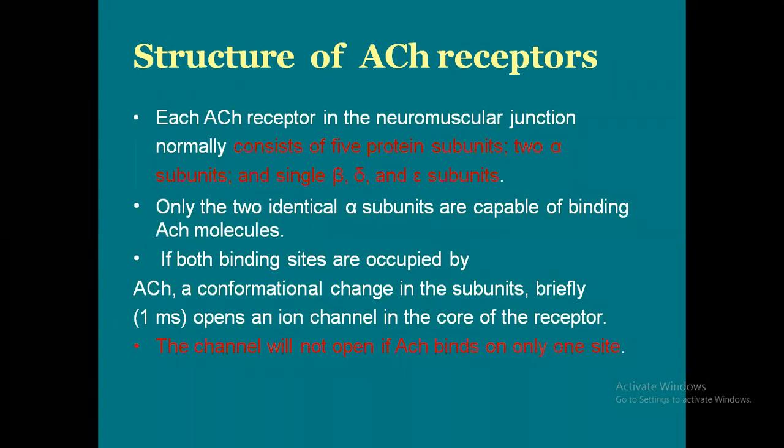Each acetylcholine receptor in the neuromuscular junction normally consists of 5 protein subunits, as I have already mentioned. There are 2 alpha subunits and the rest are single: beta, delta and epsilon subunits. Only the 2 identical alpha subunits are capable of binding acetylcholine molecules. If both binding sites are occupied by acetylcholine, a conformational change in the subunit occurs, lasting around just 1 millisecond, and opens up the ion channel in the core of the receptor. This channel will not open if acetylcholine binds on only one side.